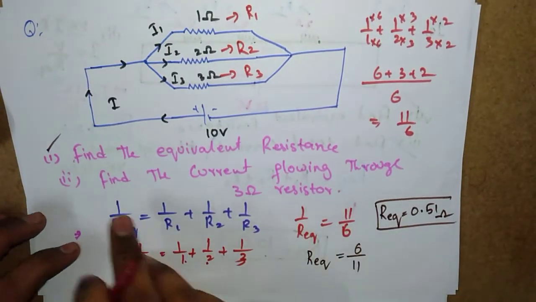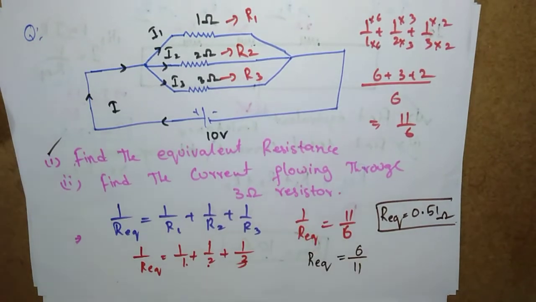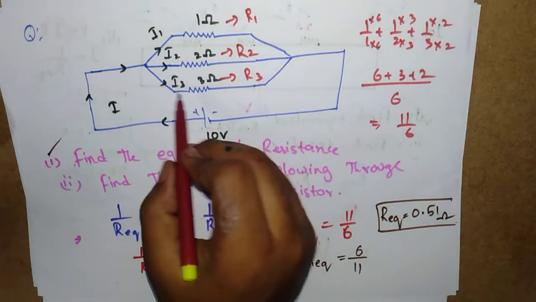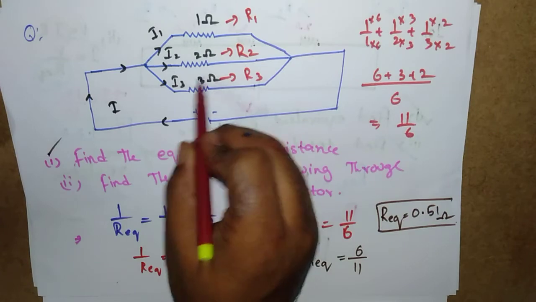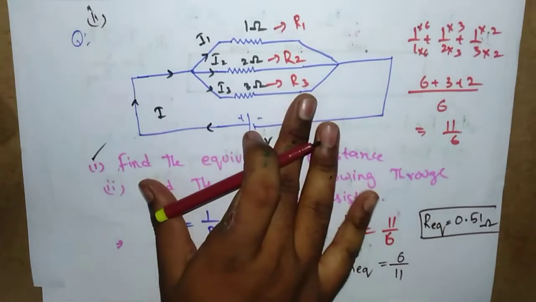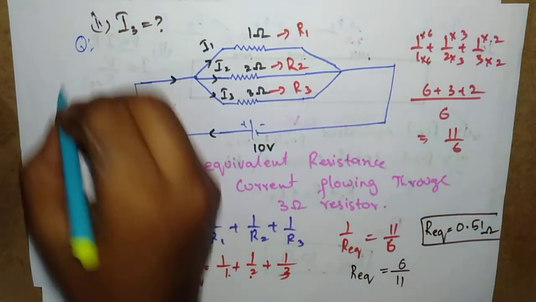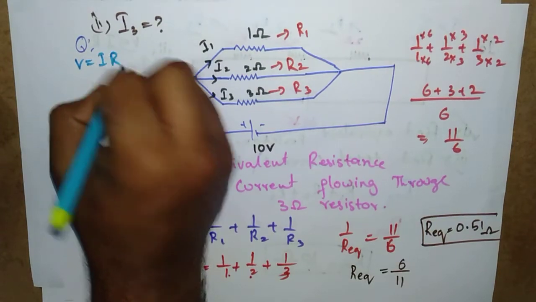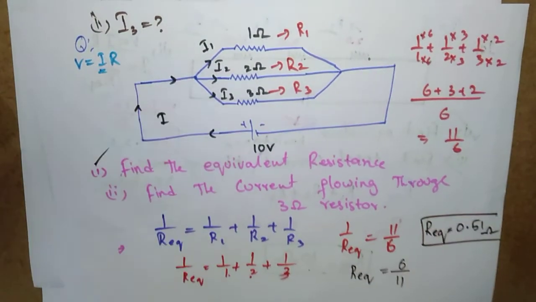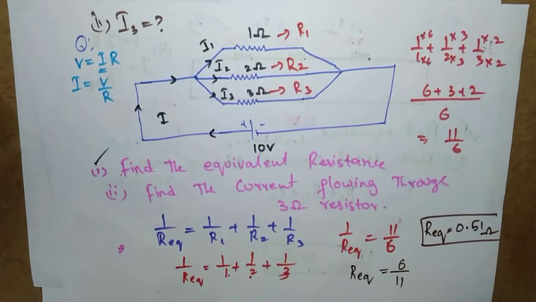Then the second bit is to find the current flowing through the 3 ohms resistor. As I said, the current is getting divided as I1, I2, I3. The current flowing through the 3 ohms resistor is I3, so we have to find I3. We have a relation V is equal to IR. We have to find I, so I is equal to V by R.